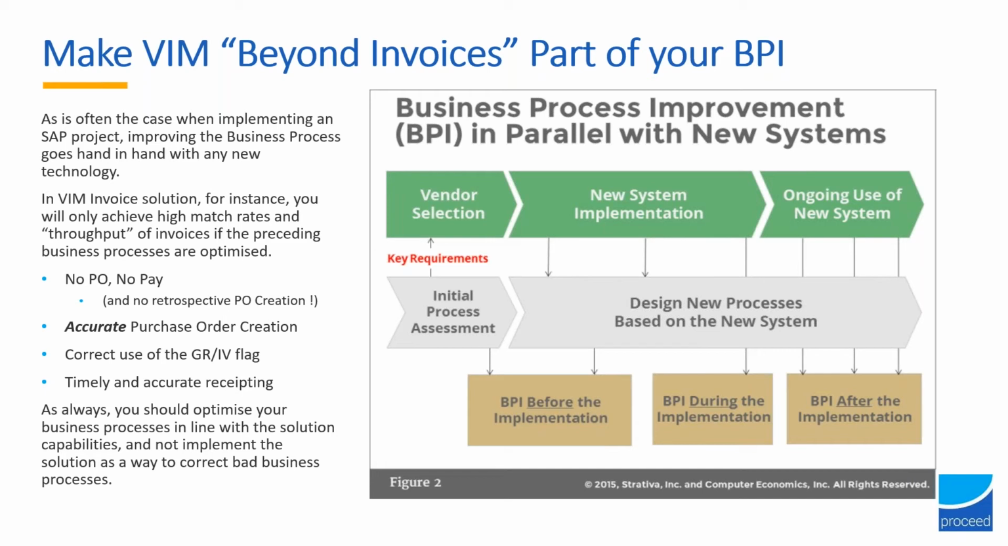Now, correct use of the GRIV flag, the goods receipt invoice verification flag. When should or shouldn't this be used? When is it needed to prevent us from posting an invoice if we don't have a goods receipt? And if we are going to do goods receipting, then we need to make sure that it's timely and accurate, and that people are receipting as soon as things come into the stores. It should be part of someone's job description, not just something they have to do because you receive the invoice and accounts payable phone you up and say, please can you goods receipt this.